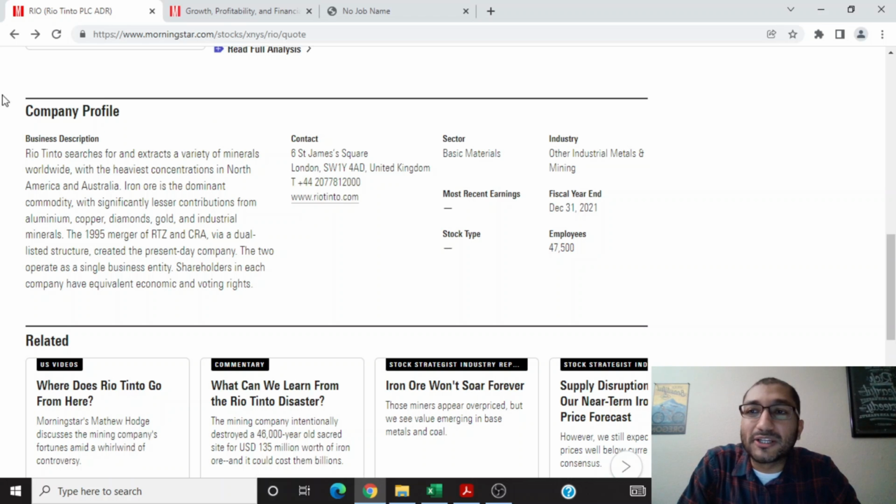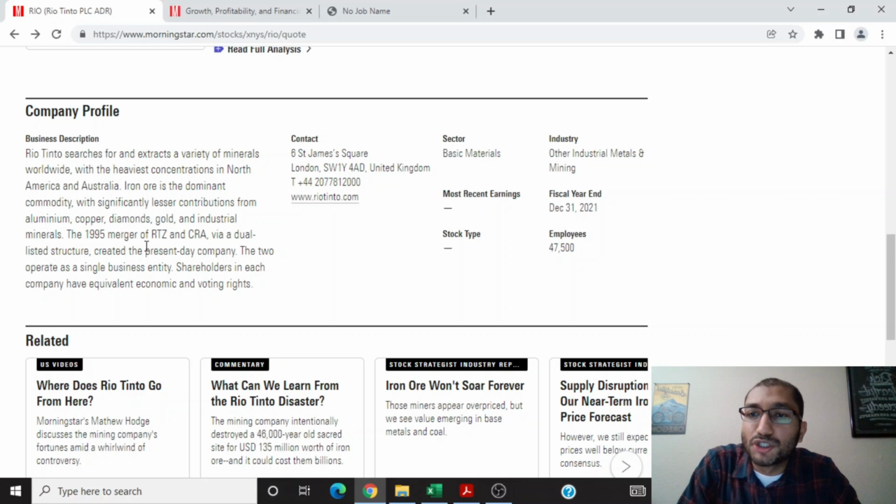Let's start off by looking at the company profile. Rio Tinto searches for and extracts a variety of minerals worldwide, with the heaviest concentration in North America and Australia. Iron ore is the dominant commodity, with significantly less contributions from aluminum, copper, diamond, gold, and industrial minerals.